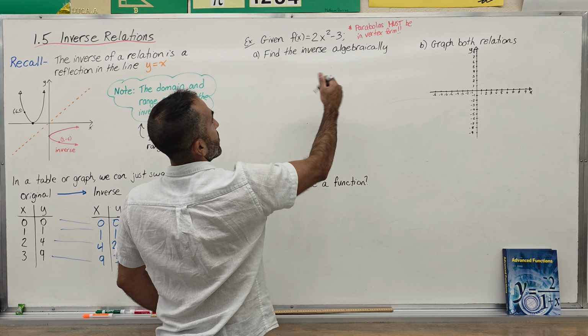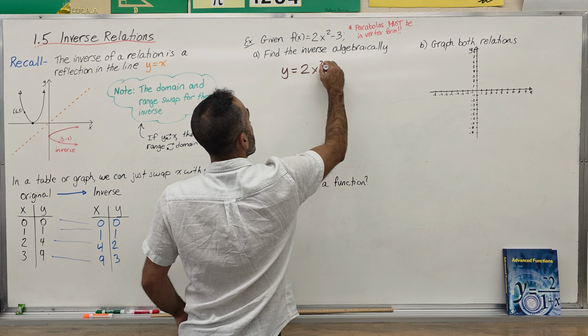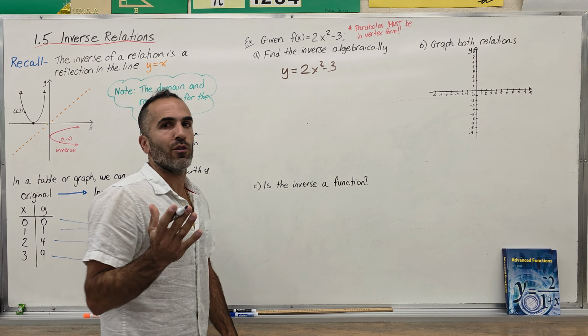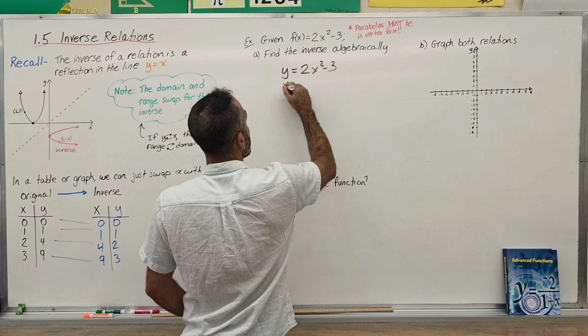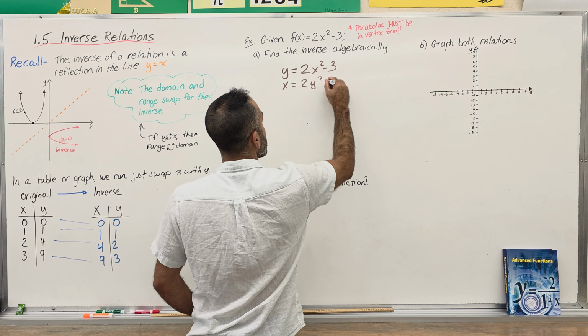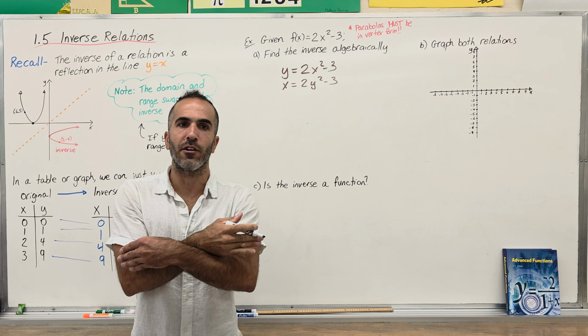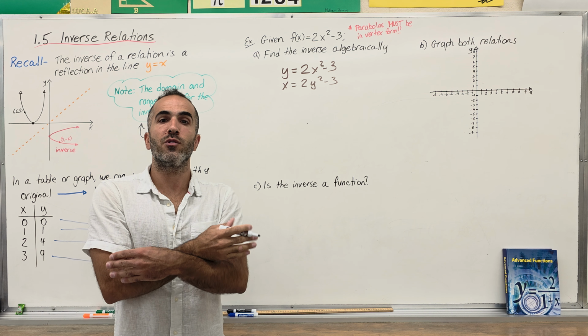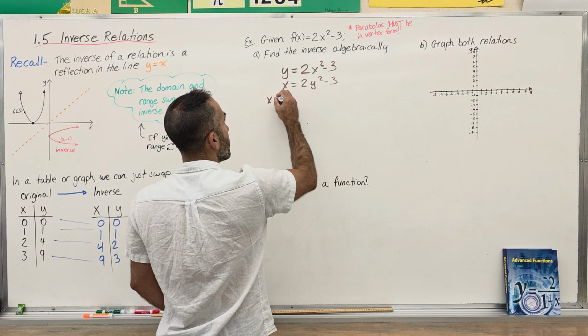Okay, find the inverse algebraically. Step 1, same as last year. We turn f of x into y. And if I'm telling you it's a reflection in y equals x, then I can flip or swap y with x. So all I did was switch the x letter with the y letter. And now what I'm going to do is solve for the y. So I'm going to bring this 3 over, and it's going to be positive 3.